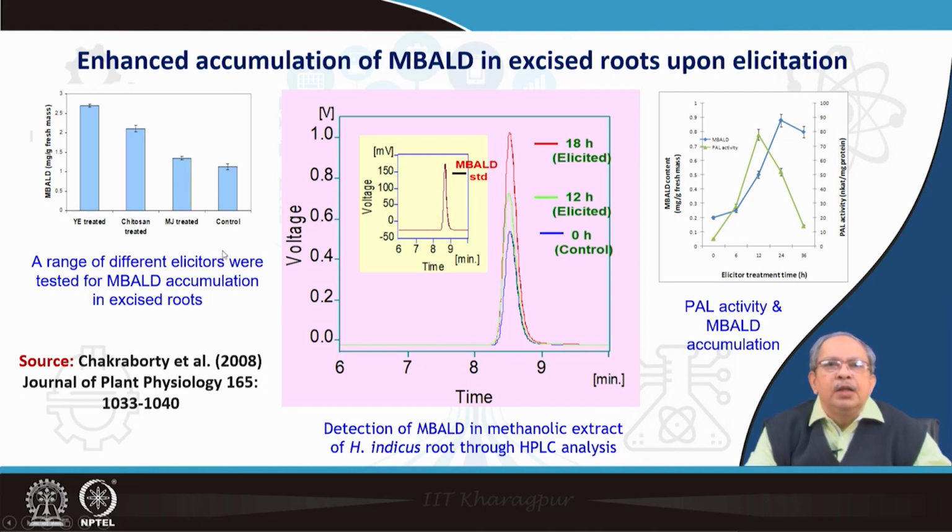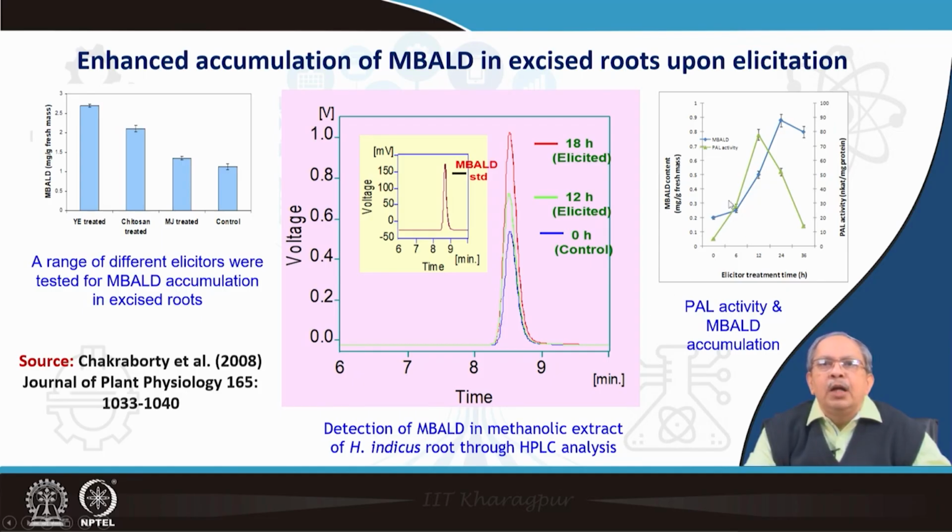And what has been found is, when you start the experiment at 0 hour, that is without elicitation, then after 12 hours and then after 18 hours, this is the principal peak of the metabolite. Here you see at 0 hour this is the basal level of the metabolite, at 12 hours there is an upliftment, and at 18 hours there is a further upliftment. That means with time of elicitor treatment there is an upliftment of activity, and if you look into the science, that is only possible if the enzyme activity is more.